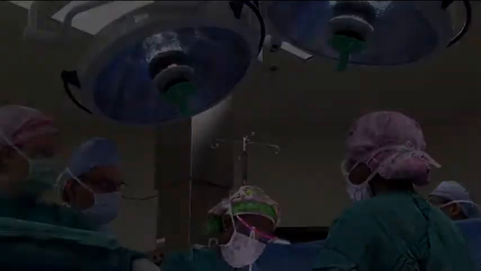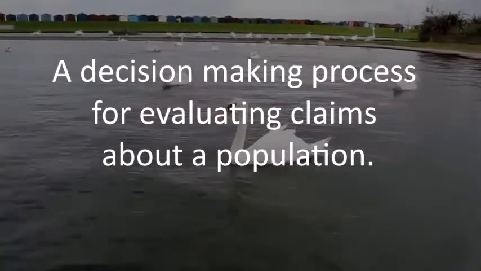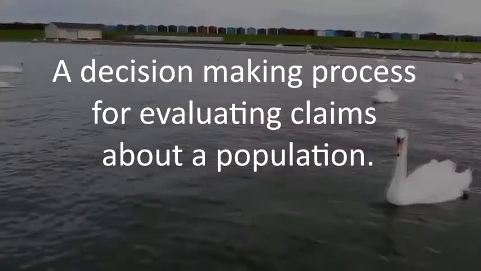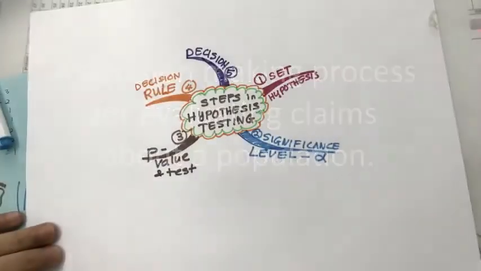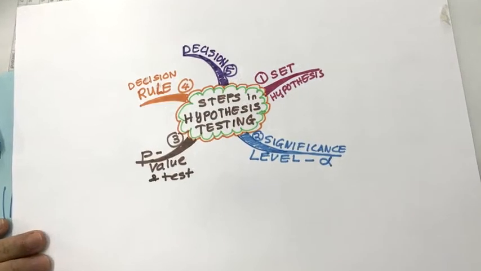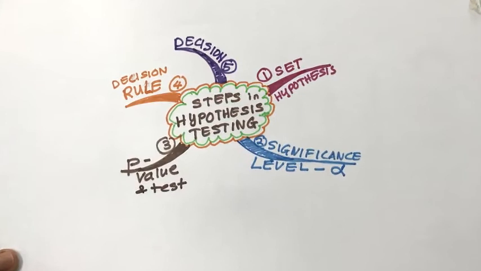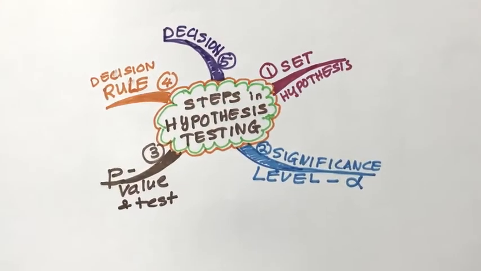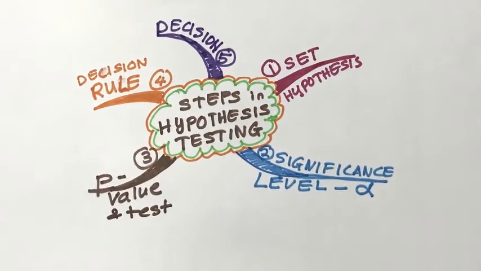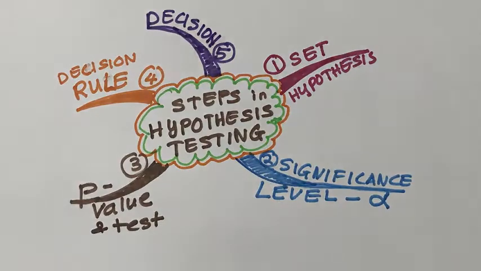Now, these questions can be addressed through statistical hypothesis testing, which is a decision-making process for evaluating claims about a population. So today, we will be discussing the steps in hypothesis testing, and I will be using a mind map to summarize our discussion. Now, there are 5 systematic steps to facilitate a hypothesis testing procedure.